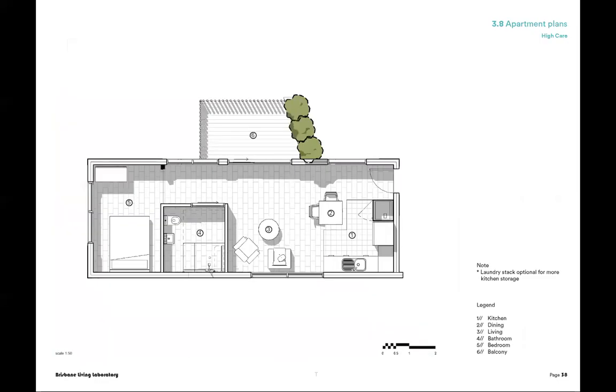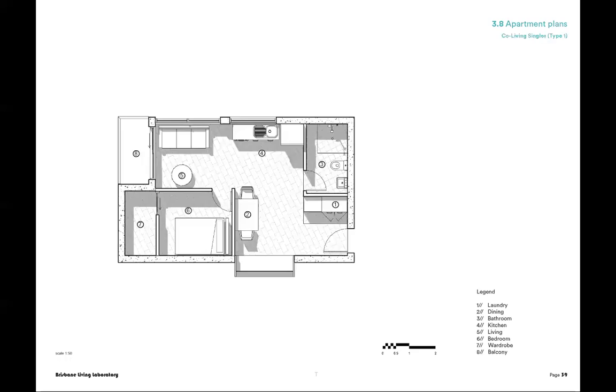Going into the apartment plans, we have a high care facility apartment unit. So the laundry has been taken out to increase the floor space, but the caretakers can aid with their laundry, or there is an opportunity to have laundry stacked up in the area. The co-living single apartments, as they are cheaper to rent, are smaller in size, but they follow key apartment planning strategies. And type 2 in the co-living single apartment is similar to type 1, but features a pop-out window as well.